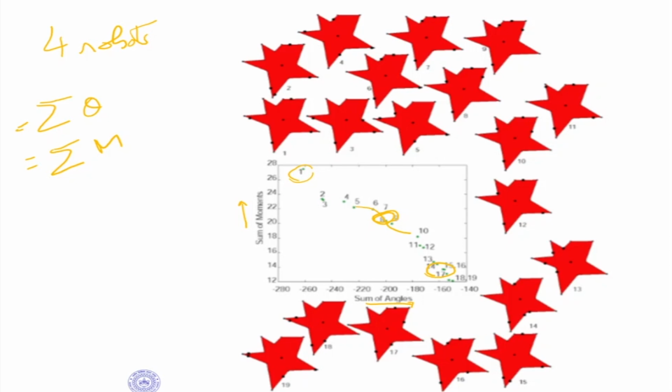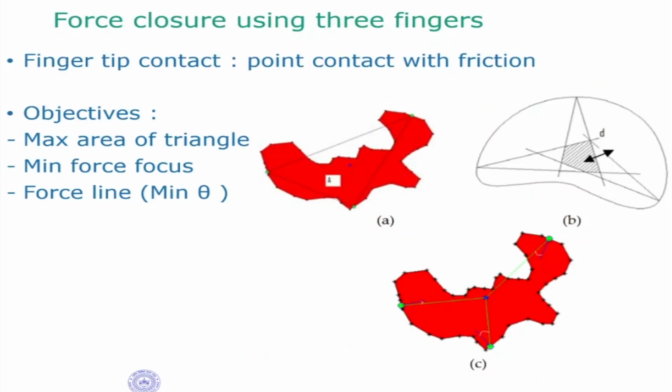Now we talked about form closure. Let's look at force closure. This is not only for multi-fingered hands, this is also for mobile robots, because exactly the same thing applies. Now let's look at force closure using 3 fingers. We can say 3 fingers or 3 mobile robots. In this case, the objectives can be the maximum area of the triangle. So I have 3 fingers. Force closure is point contact plus friction.